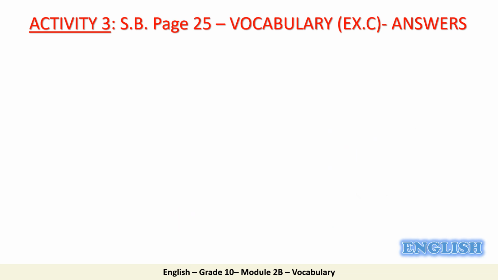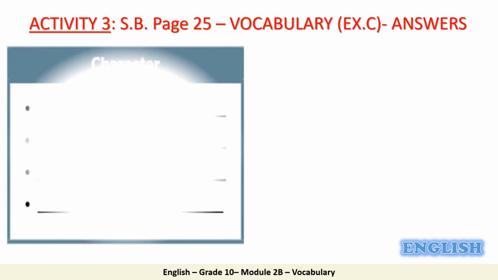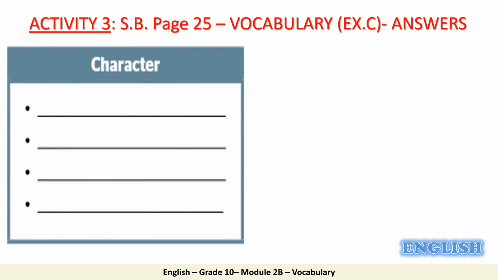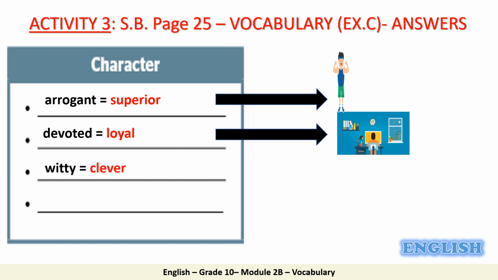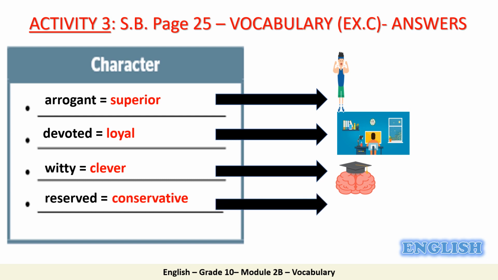Now, we are going to move to our second category, which is character or character traits. We have 4 adjectives describing character over here. Let's start with the first one. Arrogant, which means superior. 2, devoted, which means loyal. 3, witty, meaning clever. 4, reserved, meaning conservative. Remember, when you write your own stories, to describe your character's traits because it simply brings your story to life and makes it more real.